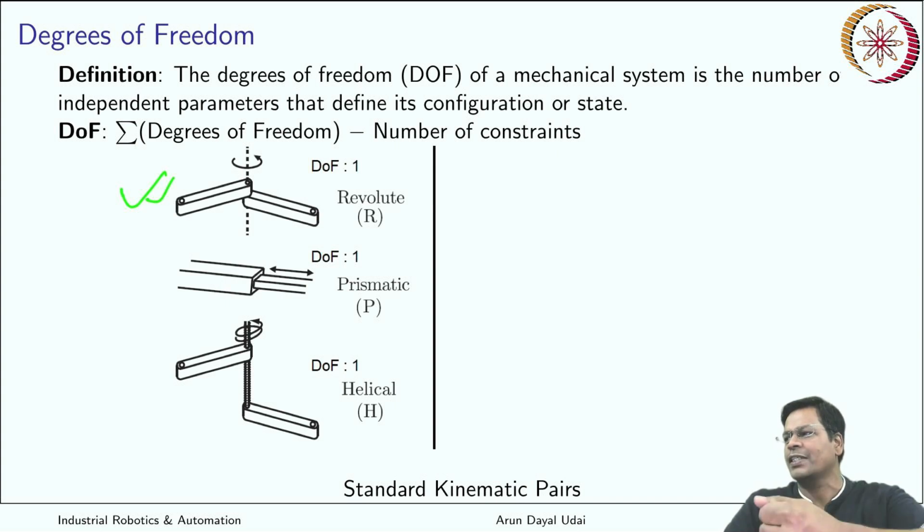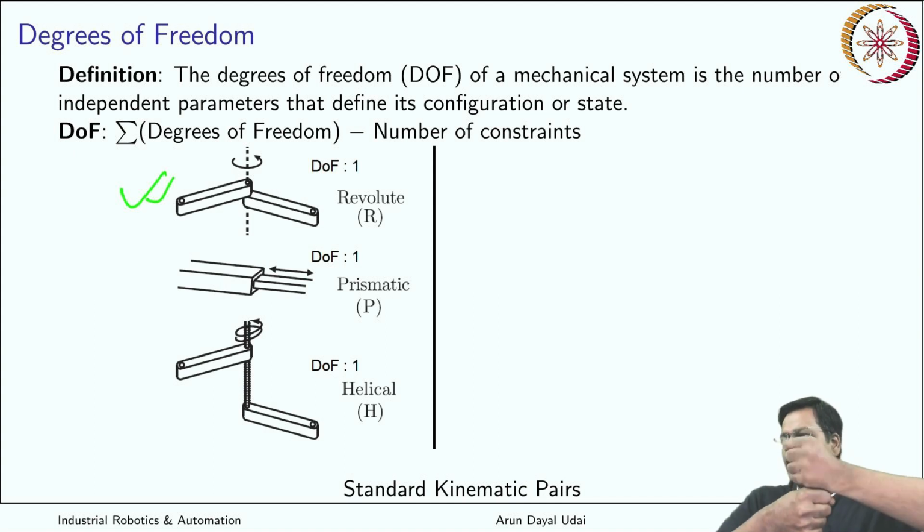So it has just 1 degree of freedom. Why? It cannot travel like this, it cannot dislocate like this. That means it is constrained in all 3 translations. Now, because it is an axis, it cannot rotate like this, it cannot rotate like this. So 2 rotations are also constrained. So 2 rotations and 3 translations are constrained.